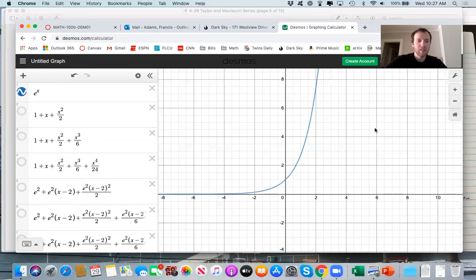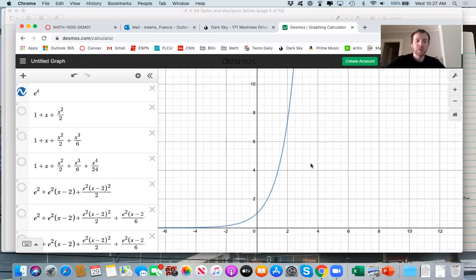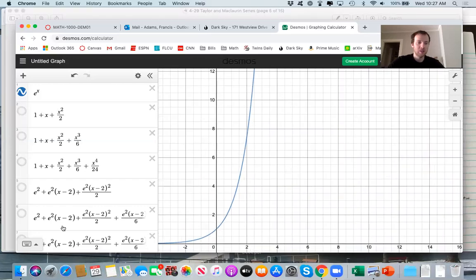But if we look at the series centered at 2, these are the Taylor polynomials for that. And if we graph these ones, at 0, they're just not even close. But at 2, this parabola is really pretty good.